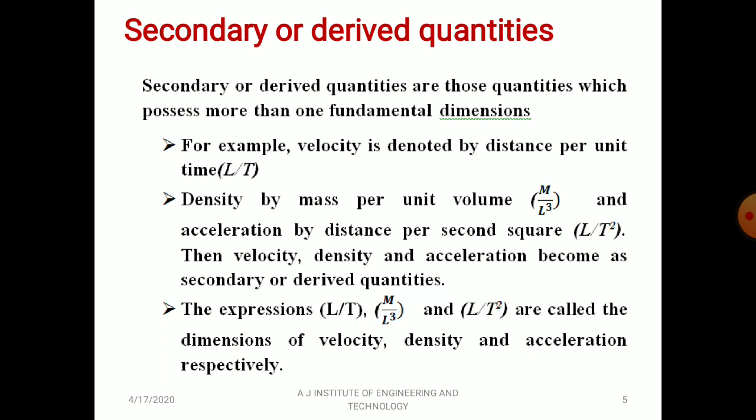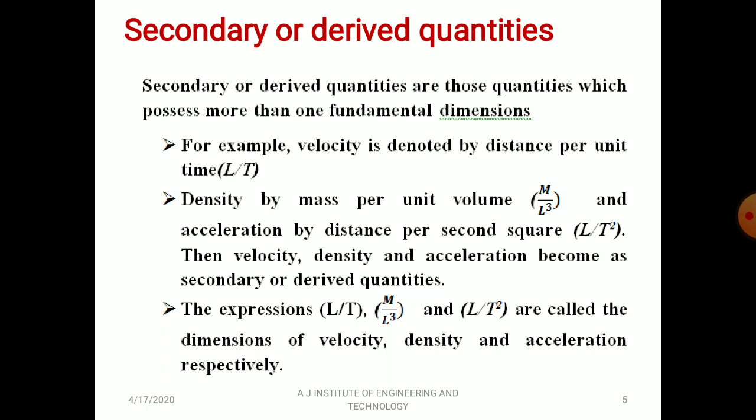Then velocity. What is velocity? Velocity is given by distance by time. The unit of distance is meter and of time it is second. Meter per second is the SI unit for velocity. For meter, the fundamental quantity is L and for second it is T. So L into T to the power minus 1 is the dimension for velocity.